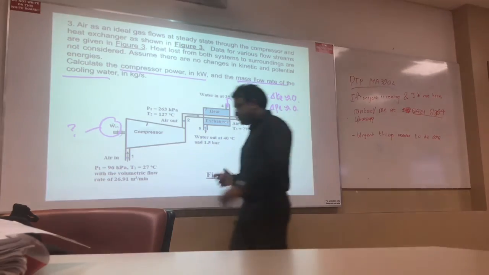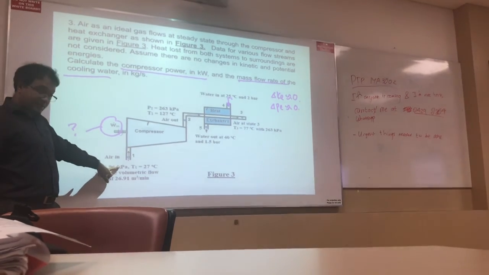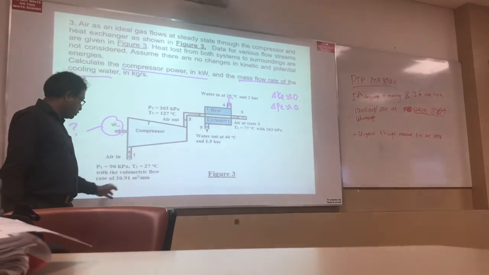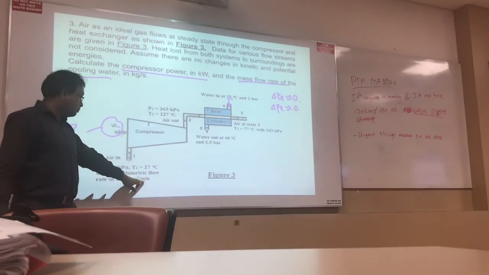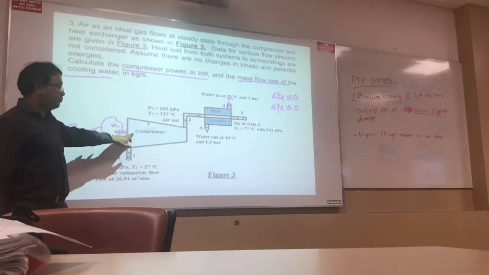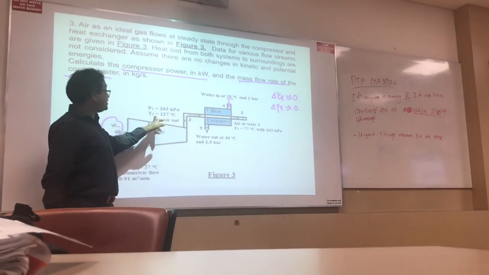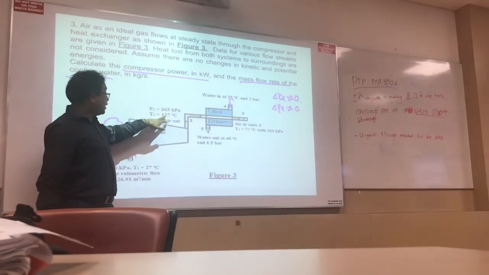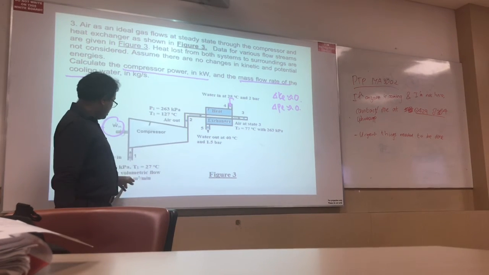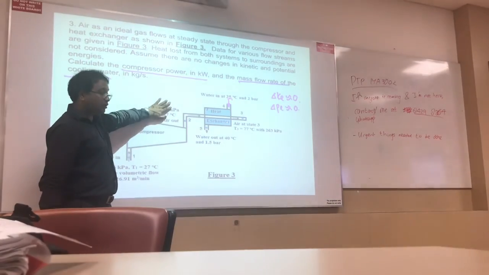So in that question, take a look. Air at a pressure of 96 kilopascal and 27 degrees Celsius, with a volumetric flow rate of 26.91 meter cube per minute, enters the compressor. After compression, the air temperature increases up to 127 degrees Celsius, and pressure increases from 96 kilopascal to 263 kilopascal. This is the outlet of the compressor.